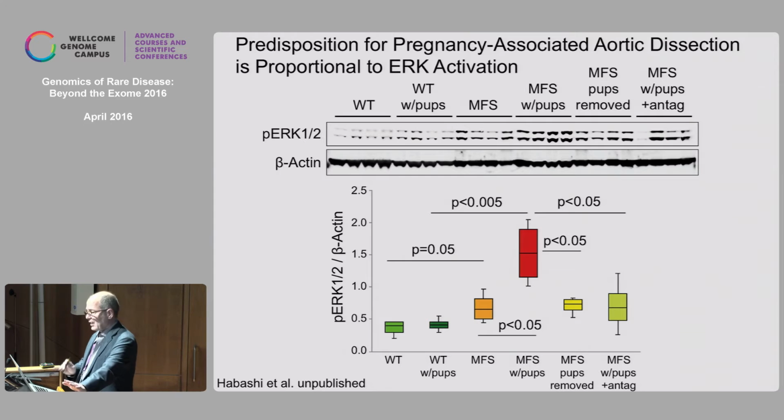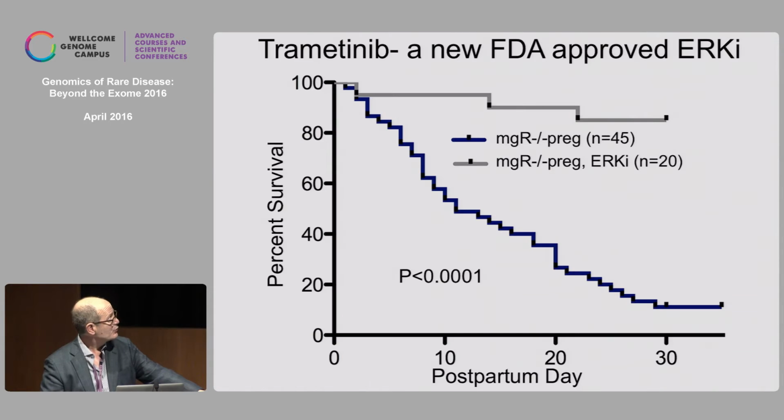Now again, to decide whether ERK is truly the driver of disease, we made use of a newly FDA-approved ERK inhibitor that's marketed by GlaxoSmithKline for use in cancer, and found that this also led to a remarkable suppression of pregnancy-associated aortic dissection. So we really think that this is a foundation finding and something that could transition to better medical care for women with Marfan syndrome.